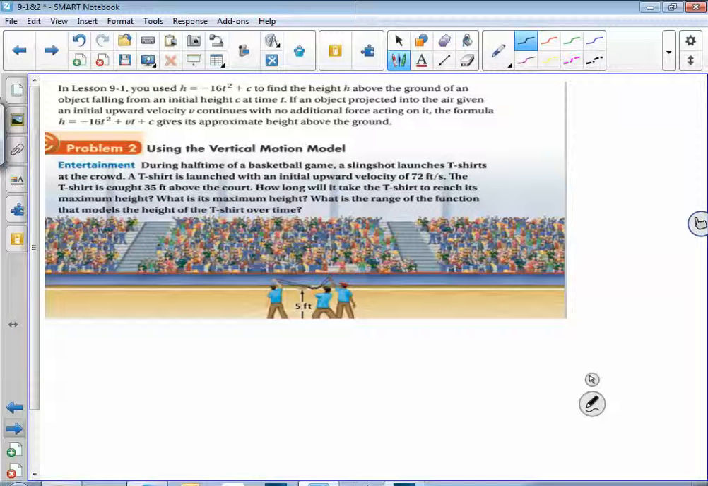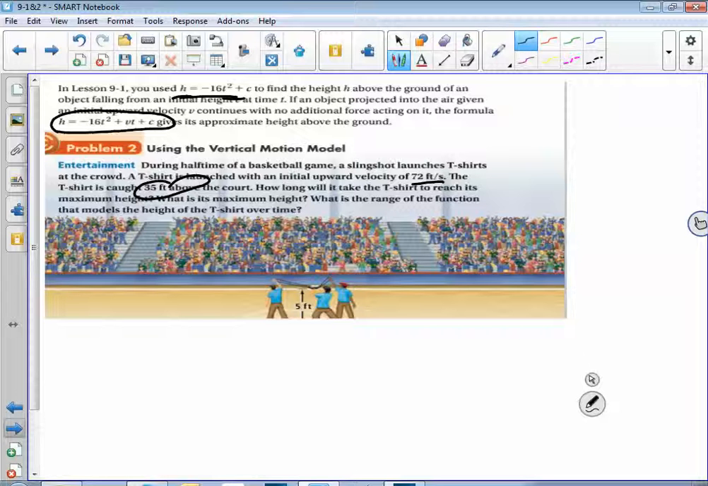Here we had the old one. We had this formula right here, but what we do is we match this up. This is important because the t squared is time, v is the initial velocity, and c is the height off the ground. So if you look at this, during halftime of a basketball game, a slingshot launches t-shirts at the crowd. A t-shirt is launched with initial upward velocity of 72 feet per second. The maximum t-shirt is caught 35 feet above the court. How long will it take to reach its maximum height? What is the maximum height? What is the range of the function? What models the height of this t-shirt over time?